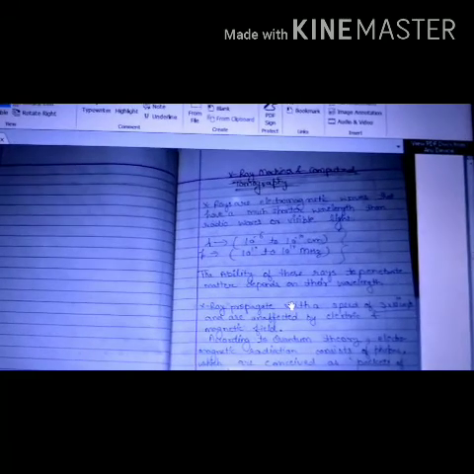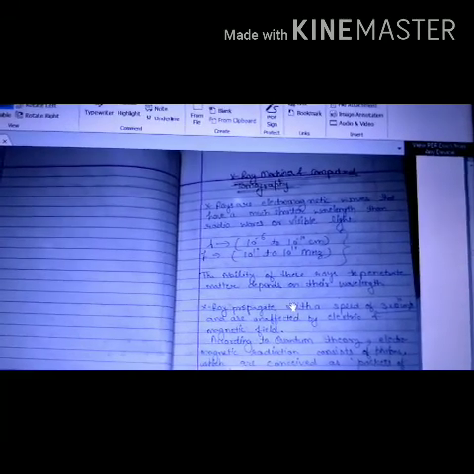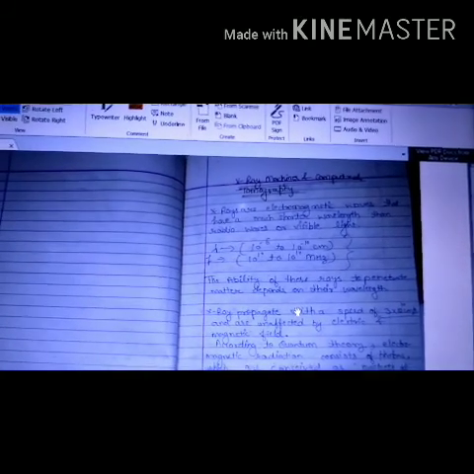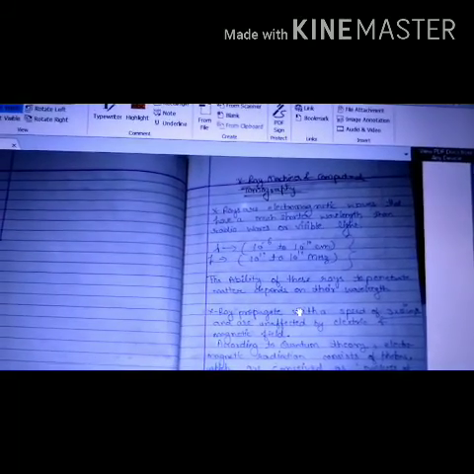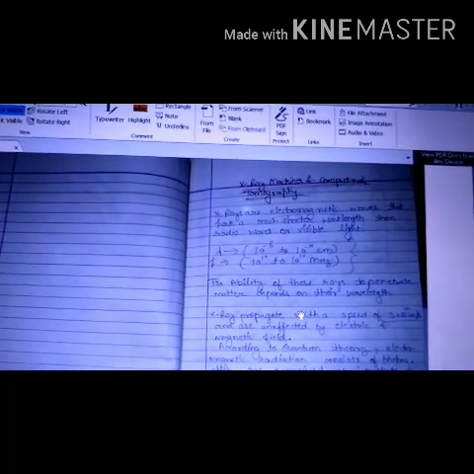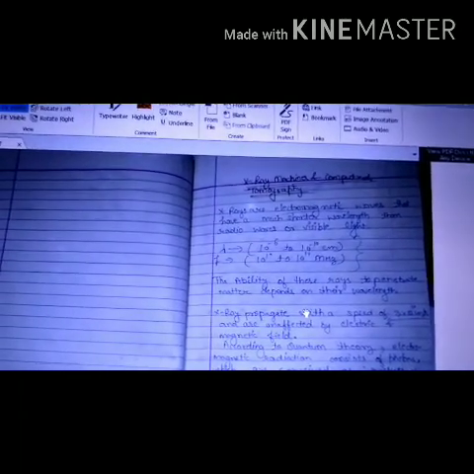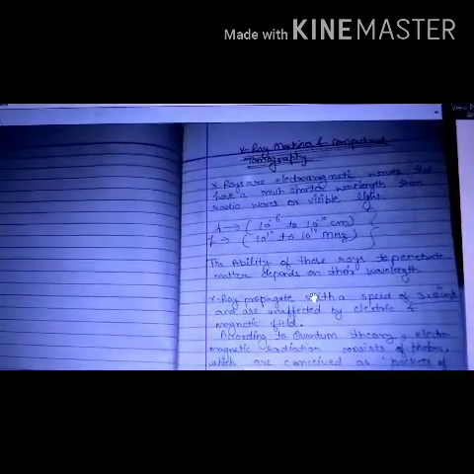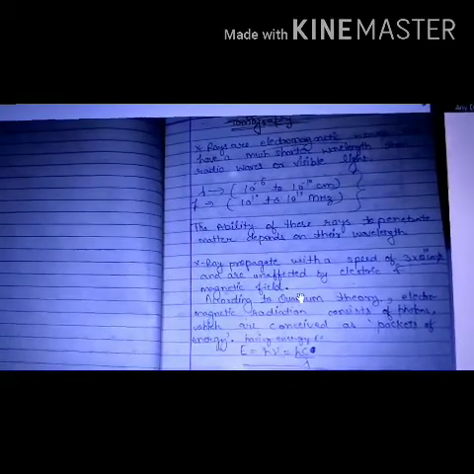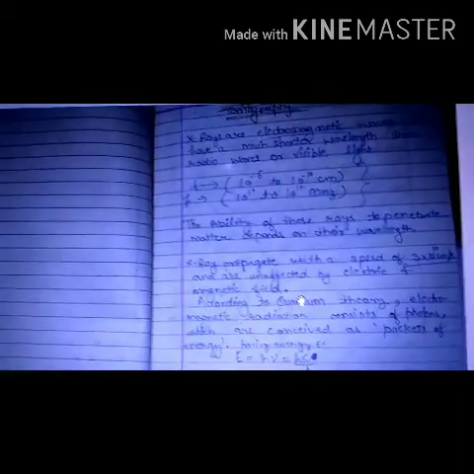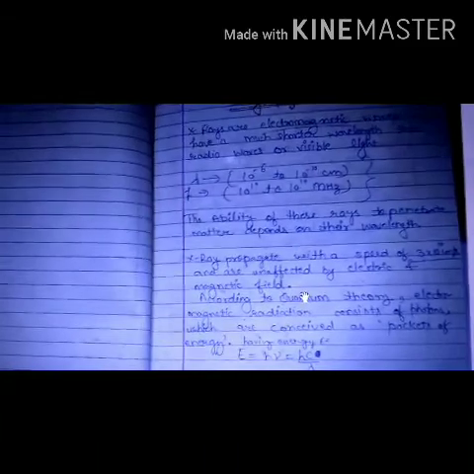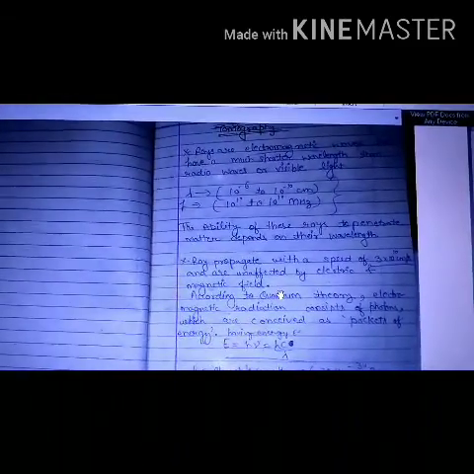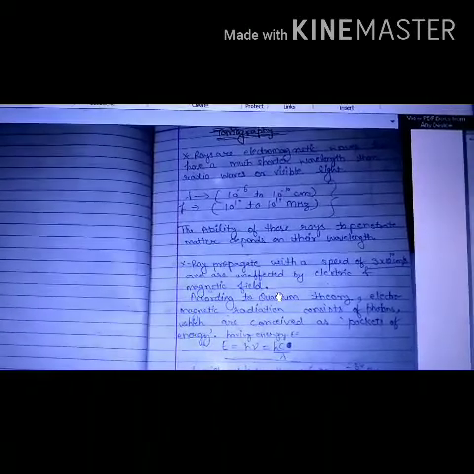Now these waves have the ability to penetrate matter, depending upon their wavelength. So depending upon the wavelength, how deep they can travel inside the matter is relevant to them. Now they propagate with the speed of 3 into 10 to the power 10 centimeter per second and are unaffected by electric and magnetic fields. Normally they are unaffected and they have quite a good speed.